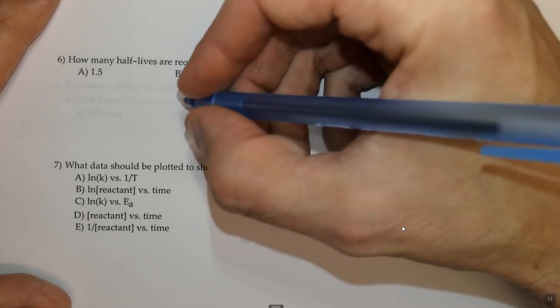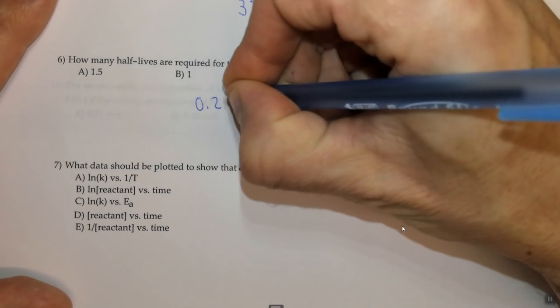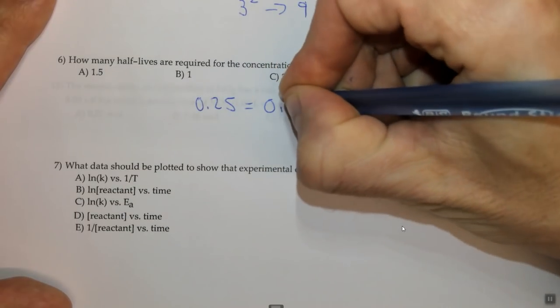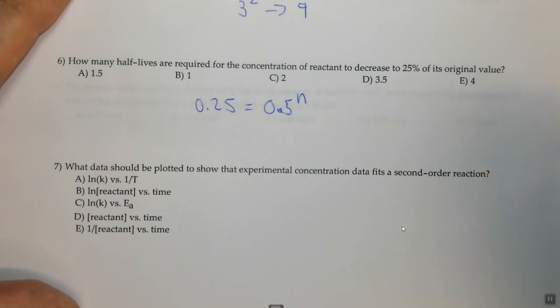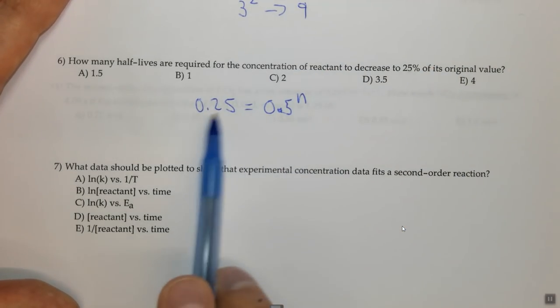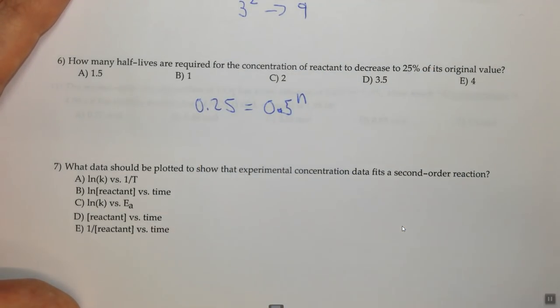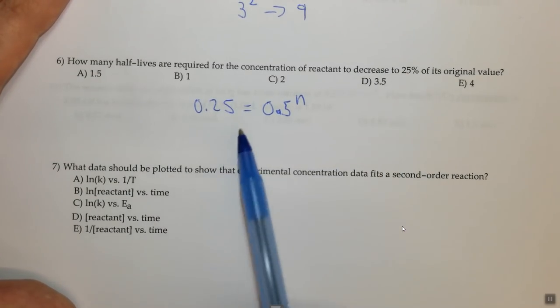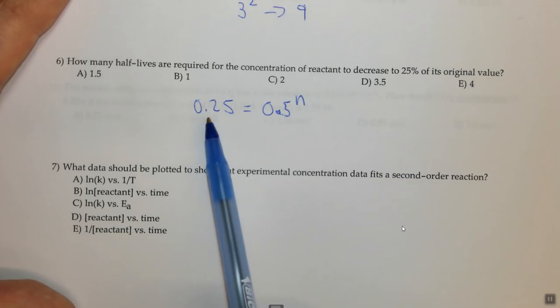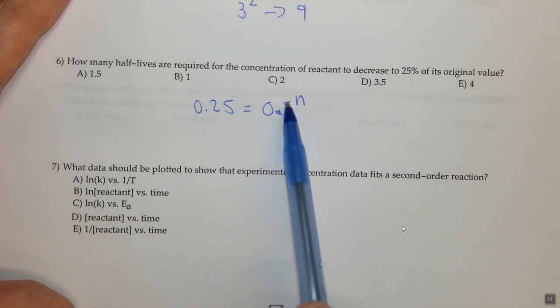Well, it would be that 0.25 equals half, because it's a half-life, to some power. I'm going to call it n. Okay, so if this was a number where you didn't actually know that it's 2 half-lives just because half of half is 25%, this is how you could do it. So however much is left equals the half-life to the number of half-lives, n.